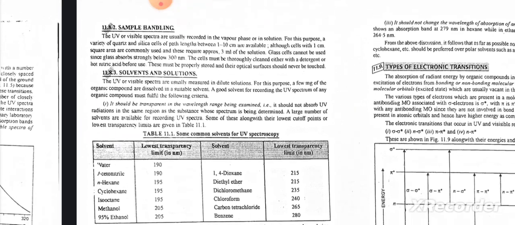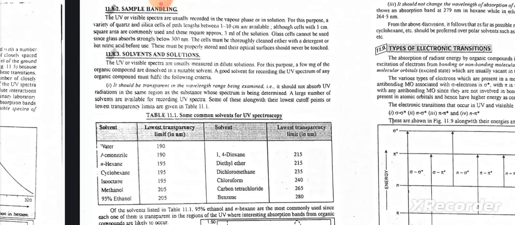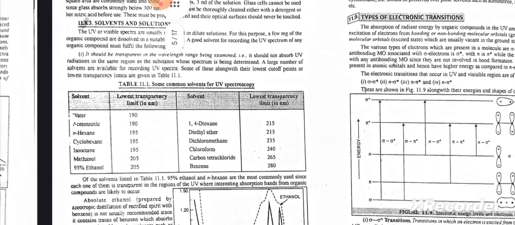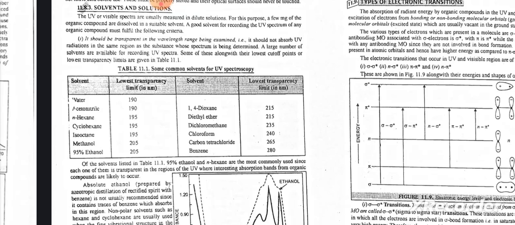Solvent and solutions. The UV or visible spectra are usually measured in dilute solutions. For this purpose, a few mg of the organic compound are dissolved in a suitable solvent. A good solvent for recording the UV spectrum of any organic compound must fulfill the following criteria. It should be transparent in the wavelength range being examined, that is, it should not absorb UV radiation in the same region as the substance whose spectrum is being determined.